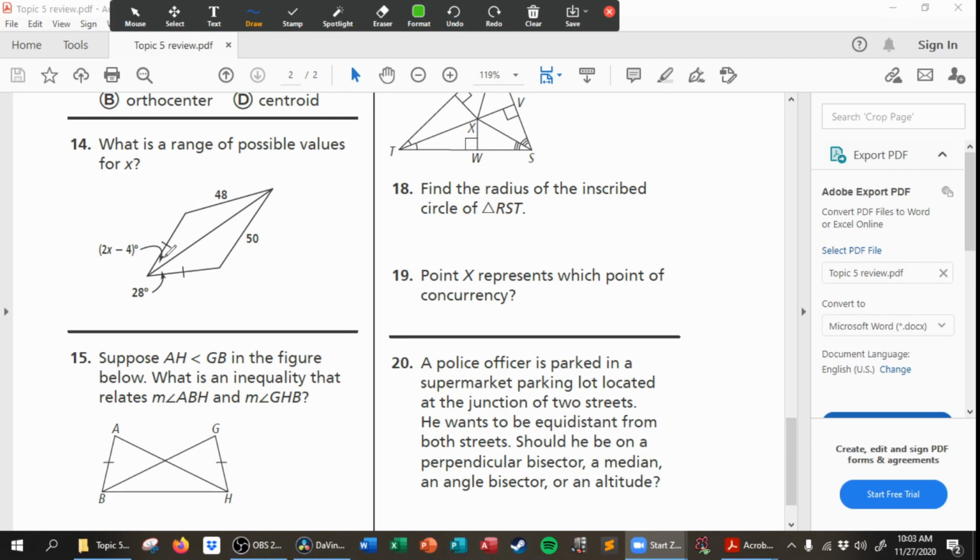First thing I have to do is look at my two angles, because that's where my variable is. So I'm trying to solve for the variable, right? What is the possible range for x? Well, I know that 2x minus 4 generates a side length of 48, and 28 degrees generates a side length of 50. Since this side length is longer, I know that 2x minus 4 must be less than 28 degrees for this to make sense.